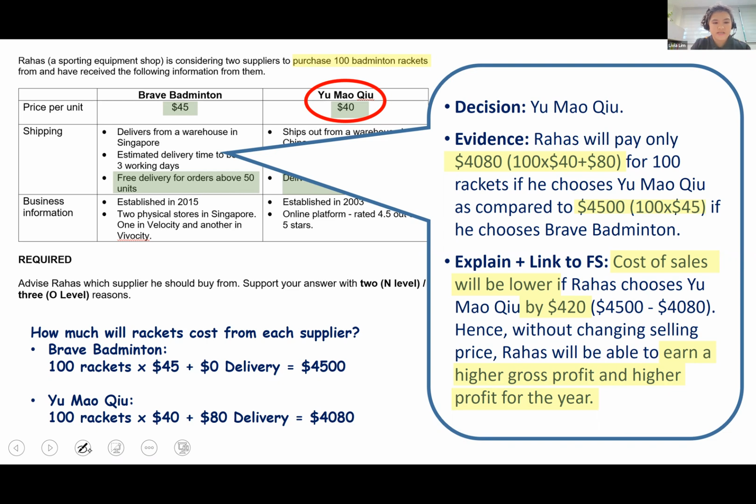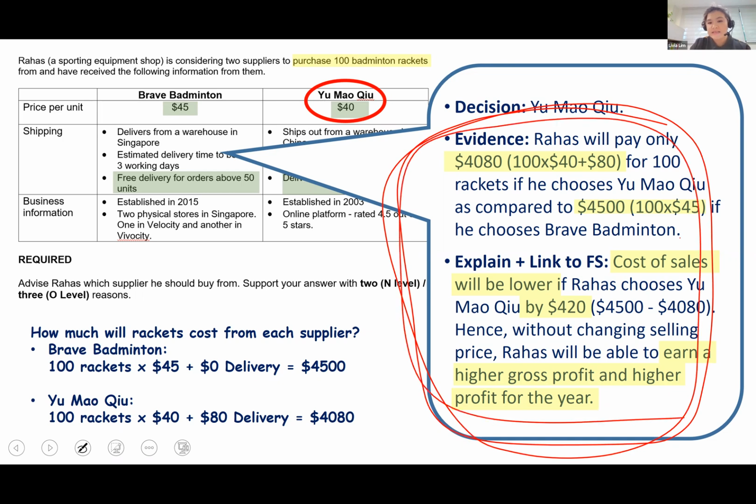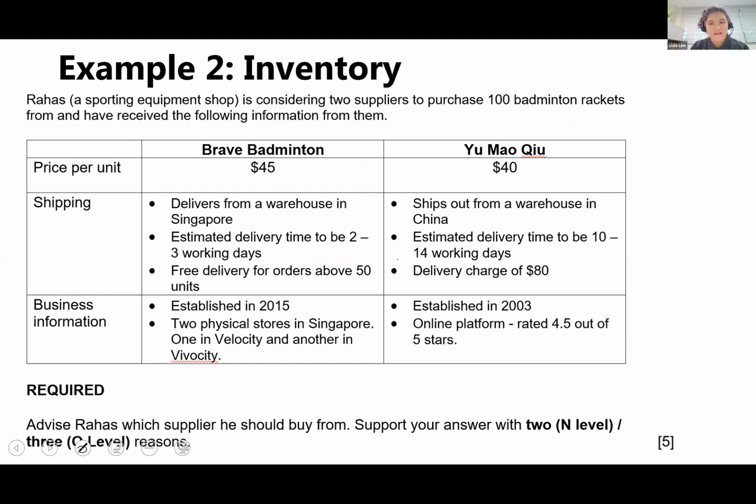Oh, by the way, just to remind you, this evidence and explanation here is actually only one reason. All right. So for N level, 2 reasons. O level, 3 reasons. Okay. Now, does it mean that there's only one correct choice? That means I must choose Yu Mao Qiu. I cannot choose Brave Badminton. Actually, for every single question, regardless of which product, which supplier, or which choice you make, there is always enough information for you to write your reasons. You just need to be able to find these evidences and find these reasons.